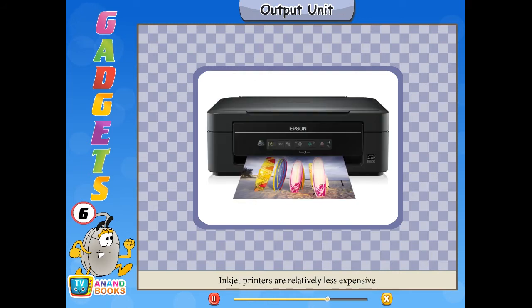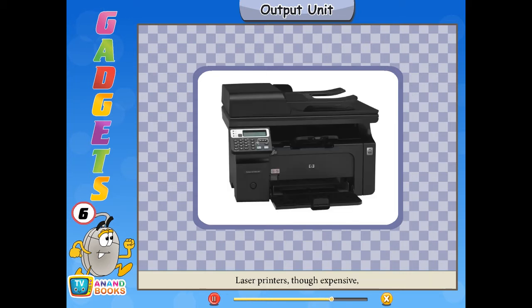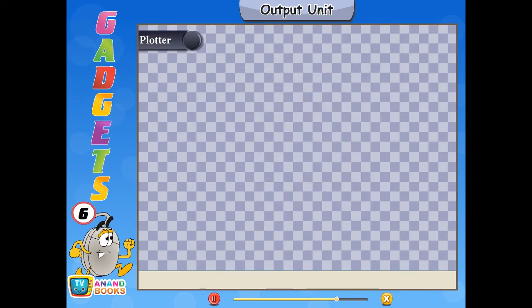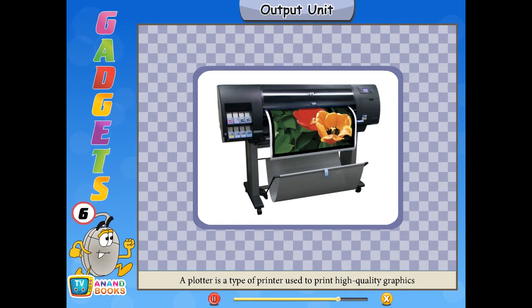Inkjet printers are relatively less expensive and can give both colored and black and white output at a good speed. Laser printers, though expensive, are used widely as they give good quality output at a very fast speed. Plotter. A plotter is a type of printer used to print high-quality graphics such as charts, diagrams, and maps. Plotters are generally used in computer-aided designs, CAD, by engineers and architects.